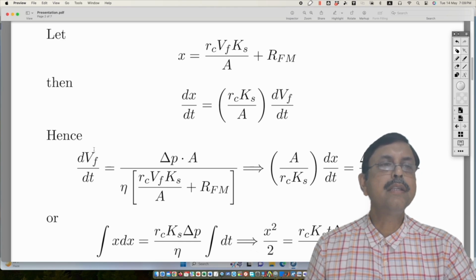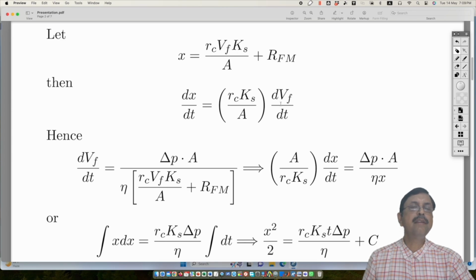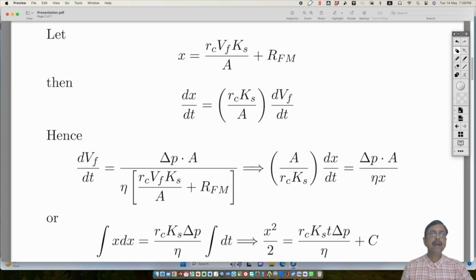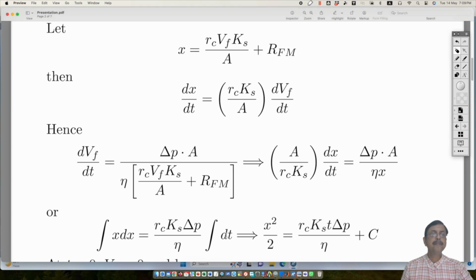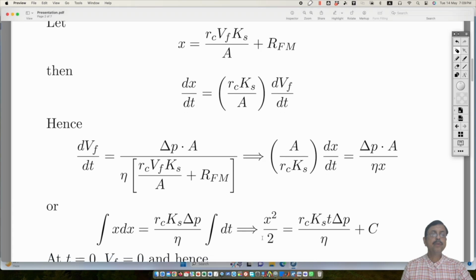Now we go back to the original equation. This is the original equation. So dVf/dt is equal to this, which can be written as, instead of dVf/dt, we can write A by RC Ks into dx/dt is equal to delta P into A by eta into x. Instead of this one, we write x. Now take x this side, dt this side, and integrate both sides, and we get x square by 2 is equal to the entire thing into t plus c, the constant of integration.